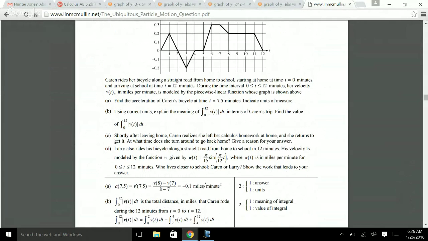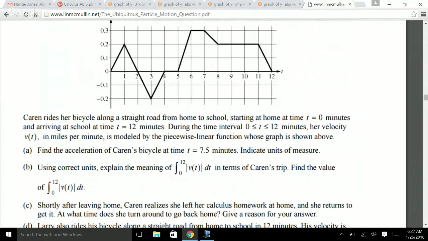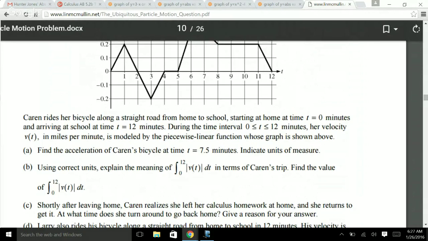All right, so if we look at B here, Karen rides her bicycle along a straight road from home to school, starting at time 0 and arriving at school at time t equals 12 minutes. And you can see that in the graph. During the time interval 0 to 12, her velocity in miles per minute is modeled by the piecewise linear function whose graph is shown above. Okay, so if we're talking A, find the acceleration of Karen's bicycle at t equals 7.5 minutes.